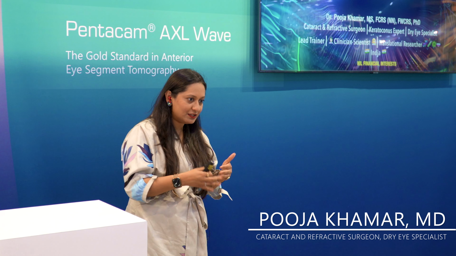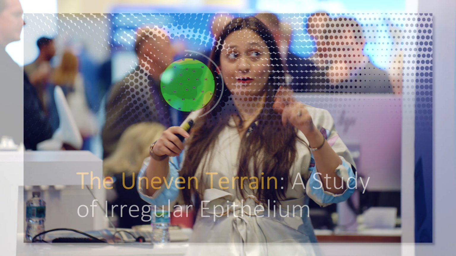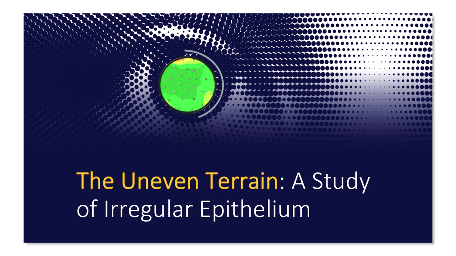And the other important part is the Bowman's layer. We all know that Bowman's layer is the toughest structure, and probably one of the non-useful structures until now. But again, with this presentation, I will show you some images of how beautifully you can image the Bowman's layer, why it is important in our practice, and how it can impact the outcomes.